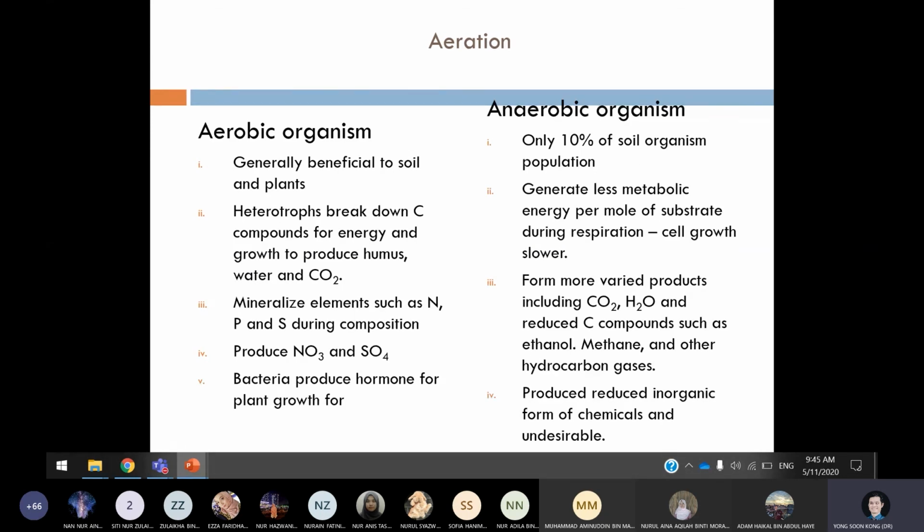However, if there's no air, organisms can still sustain, but they do it anaerobically. But that is bad, because if you look carefully at the right hand side, the third point, anaerobic organisms produce a lot of toxic components like methane and other hydrocarbon gas. I would say not just methane. If anaerobic organisms are doing all the respiration, they will also produce hydrogen sulfide, ammonia, etc.